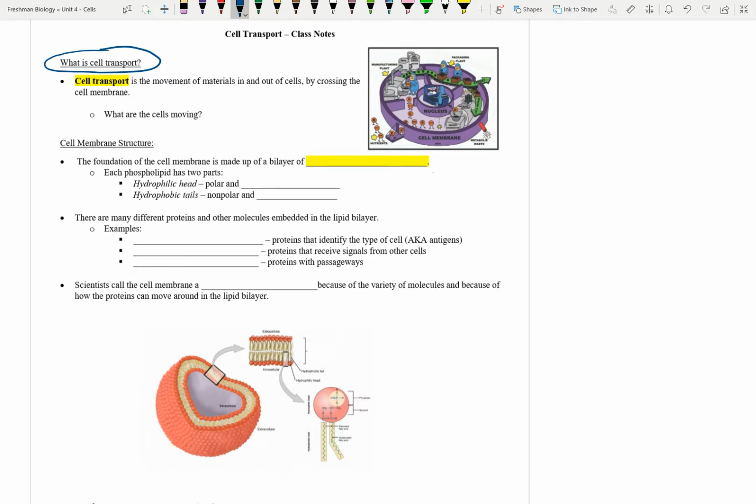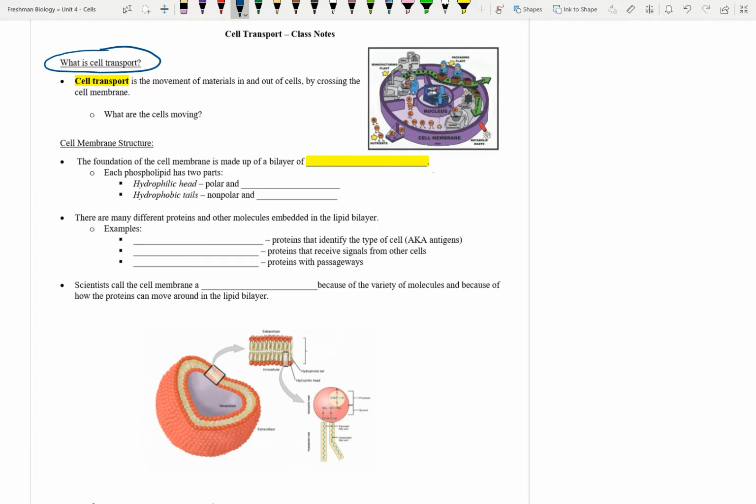Another important application of cell transport is how do our immune cells take in bacteria and other pathogens and actually engulf them into the cell to be able to fight those foreign invaders. So lots of important applications that we'll get to.